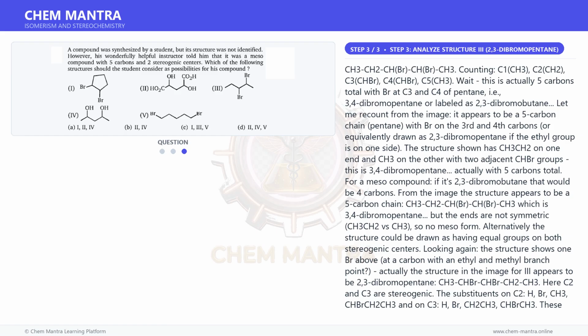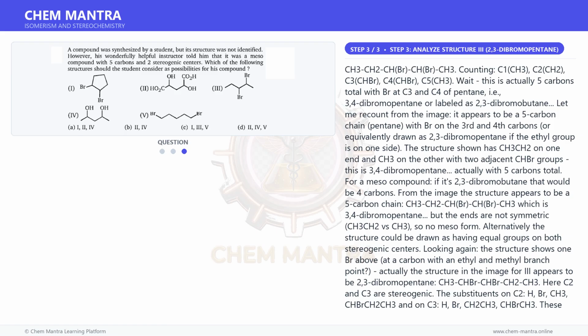If it represents meso 2,3-dibromobutane, that's only 4 carbons, not 5. But if the structure shown is actually a 5-carbon compound where both stereocenters have identical substituents enabling a meso form, then the given answer states I, 3, and V are valid. But V, 1,5-dibromopentane, has no stereogenic centers at all. The terminal carbons bearing Br are CH2Br, not chiral. So it cannot be meso with 2 stereogenic centers.